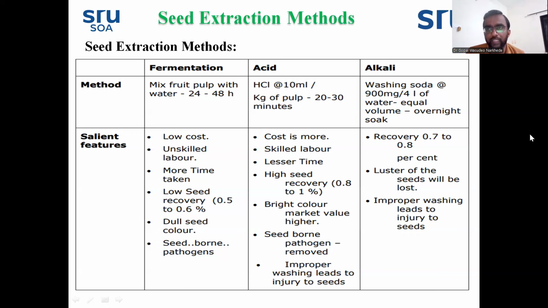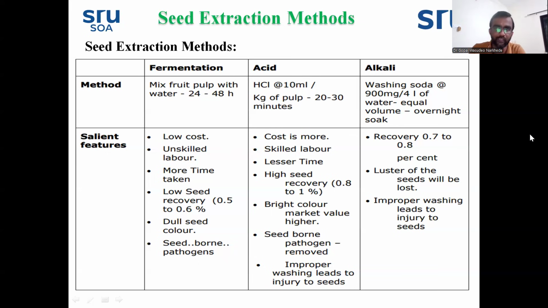Then the third method is the alkali method. Washing soda at 900 mg per 4 liters of water. You have to soak this fruit pulp in washing soda overnight. In the alkali method, seed recovery percentage is 0.7 to 0.8%. The seed luster will be lost in the alkali method. And the same, you have to take care: improper washing leads to seed injury.